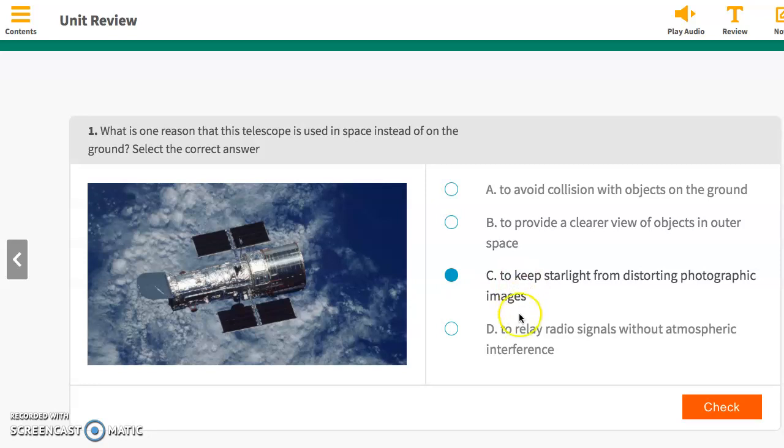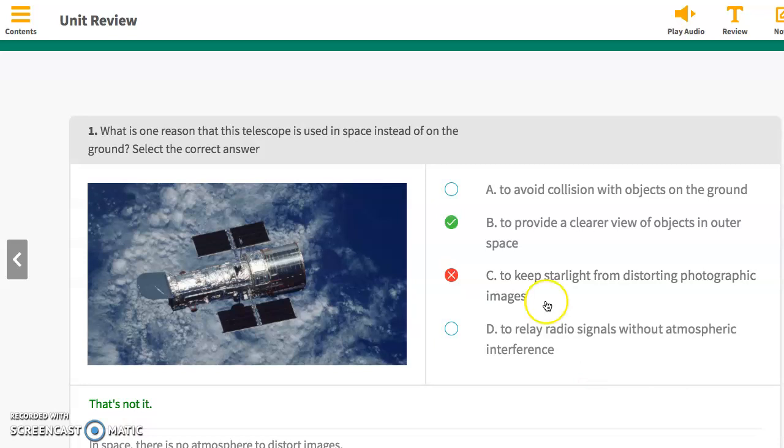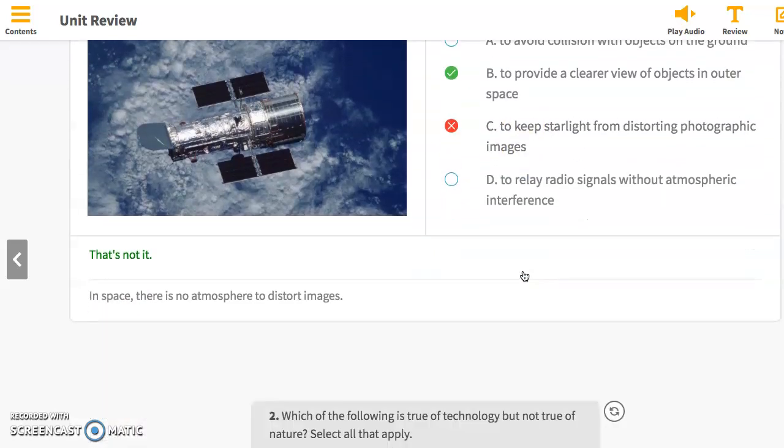Ooh, yeah, that's even clearer. To relay radio signals without atmospheric. No, there would be atmospheric in it. So it's either B or C. Let's try C. Now it must be B. Clear objects. There we go.